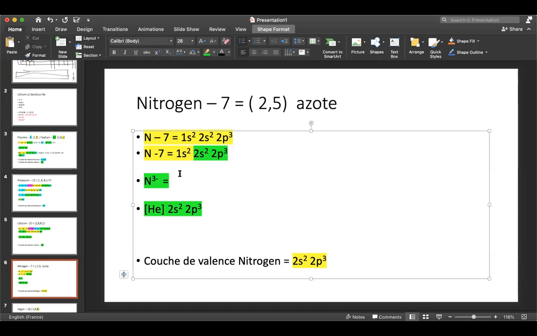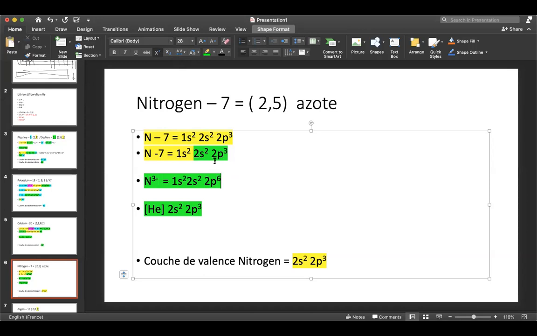So it would be 1s2, 2s2, 2p. So we are saying here you're going to have a 2, and it has gained how many? 3 more. It has gained 3 more. Therefore, it will be to the power 6. So this here is a noble gas.